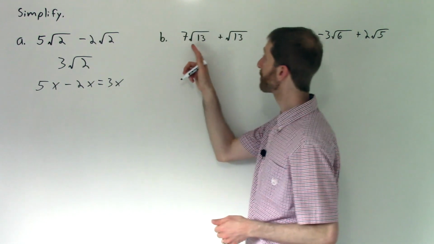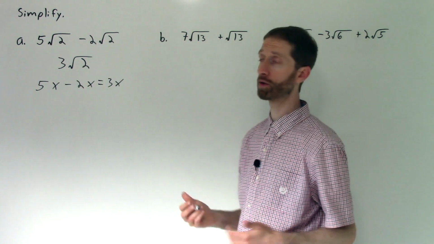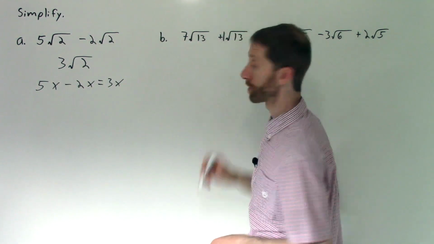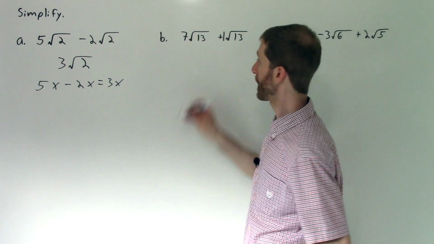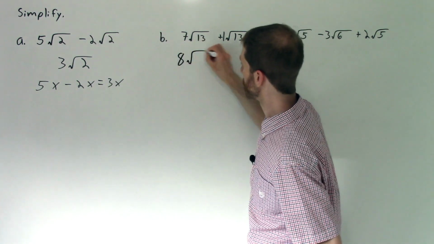So B, you have 7 square root of 13 plus the square root of 13. Well, that's like having 1 root 13. So if I have 7 root 13's and 1 root 13, that is going to give me a total of 8 times the square root of 13.